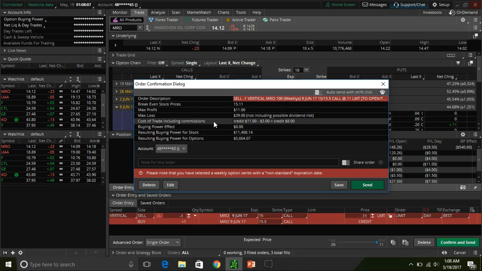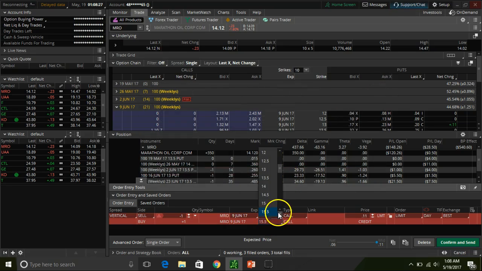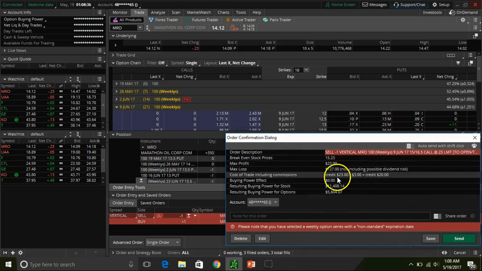It also breaks everything down here, where we'd be given an $11 credit minus 3 equals a credit of $8. The buying power effect would be 0. Now let's say that we have a little bit higher risk tolerance. We come down here and we could switch this to, let's say, 16.50. And as you can see, our maximum profit was able to move up a little bit, and our break-even price moved up a little bit. But also our maximum loss got stronger as well.